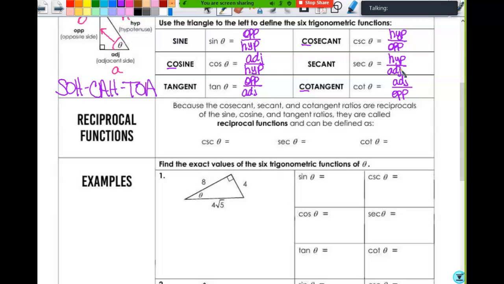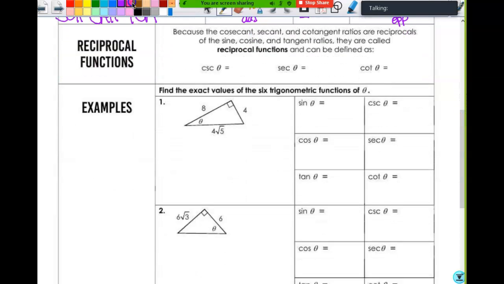All right, since they are reciprocal functions, it says, because cosecant, secant, and cotangent ratios are reciprocals of the sine, cosine, and tangent ratios, they are called reciprocal functions. So yes, cosecant is going to be hypotenuse over opposite, but cosecant is the reciprocal of sine, so cosecant theta is 1 over sine theta. And secant theta will be 1 over cosine theta. And cotangent theta will be 1 over tangent theta. So you have to understand them both ways: it's the reciprocal of that, plus it's hypotenuse over adjacent or whatever.